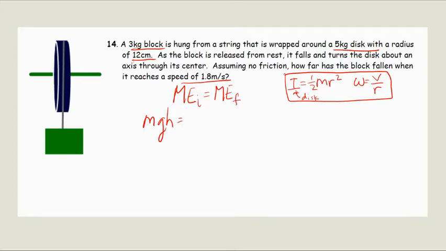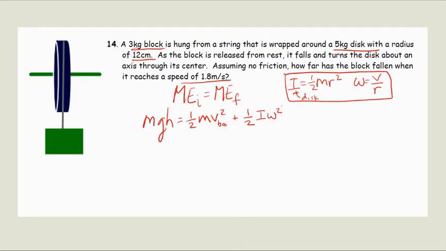Well, as the block falls, part of the energy of the block, the potential energy of the block, is translated into energy to spin the disk. And then part of it is translated into energy to have the box drop. So we end up having 1/2 mv box squared, plus we also have part of that energy is translated into getting that disk to spin.